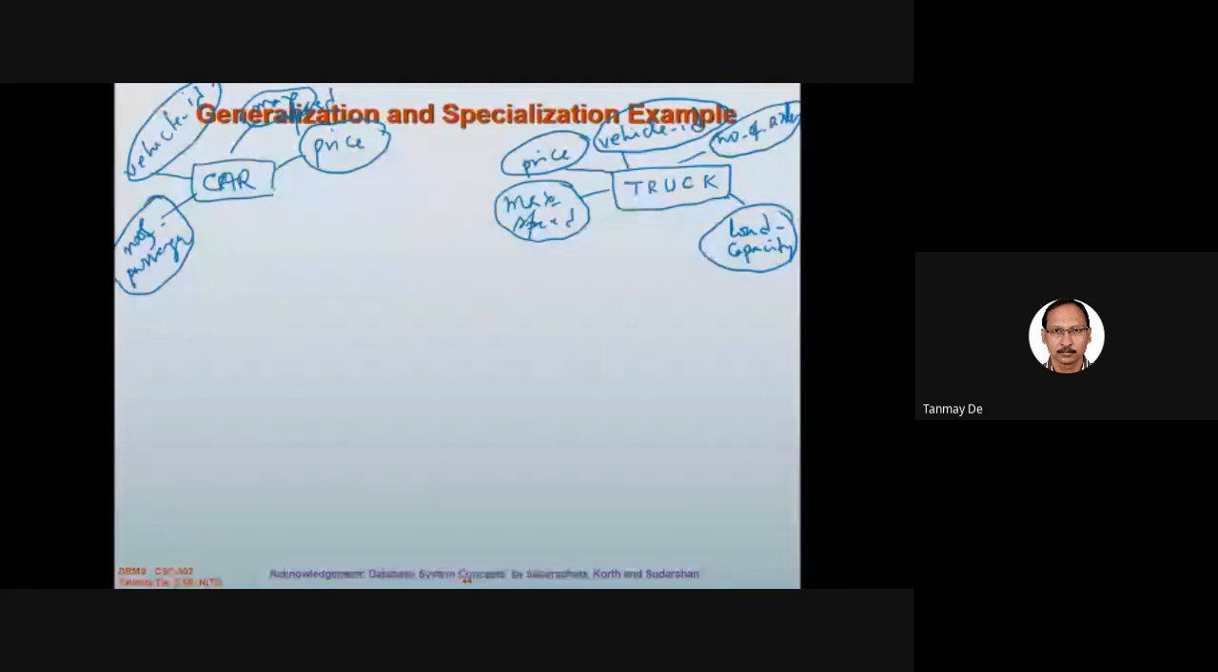So if we consider one of the entity sets, that entity set actually consists of the common features, say vehicle ID.